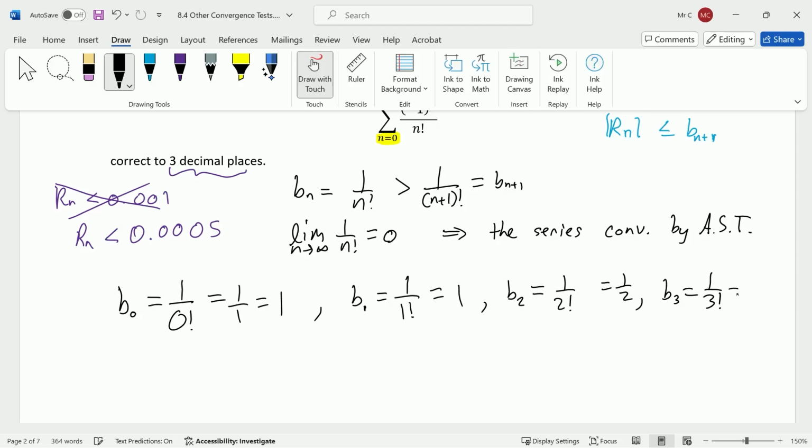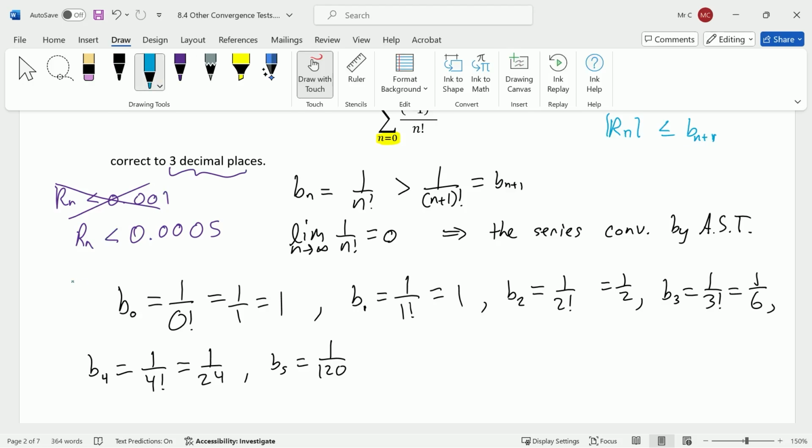So we get 1 over 3 factorial, and 3 factorial is 6. 3 times 2 times 1 is 6. And I'm going to just keep going down this list. B sub 4, that's going to be 1 over 4 factorial, which is the same thing as 3 factorial times 4. So this is 1 over 24. And b sub 5 is 24 times 5 in the denominator, so that's 1 over 120.